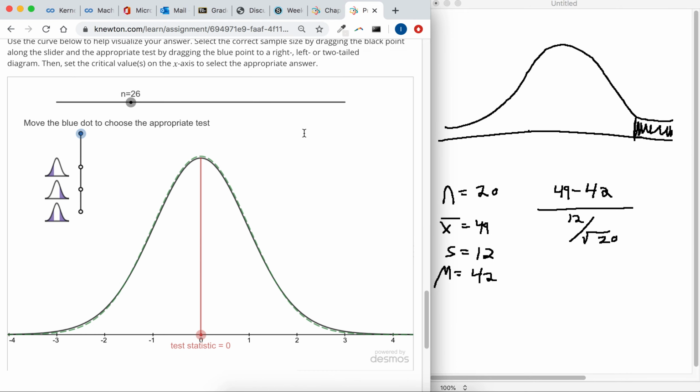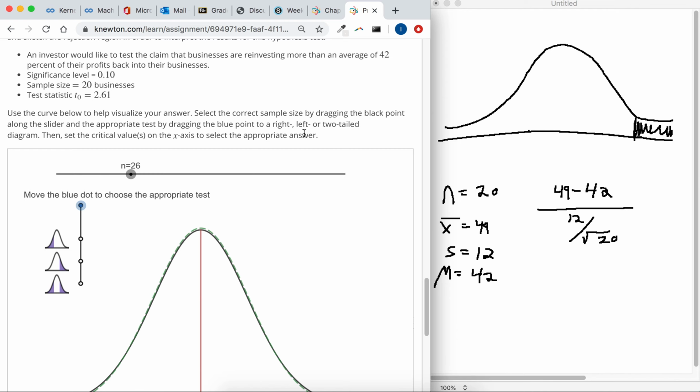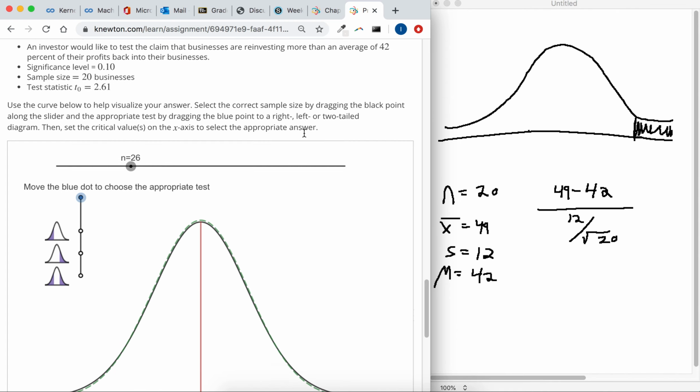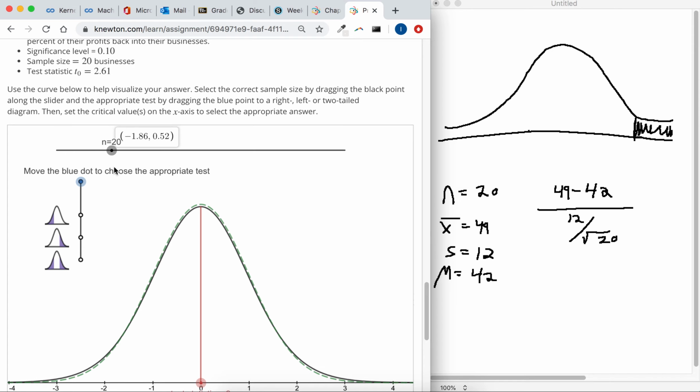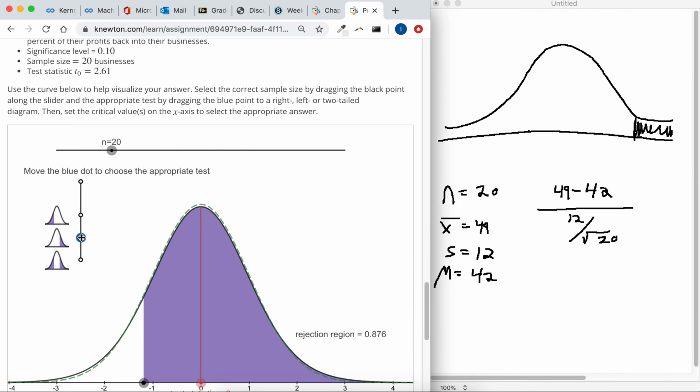Oh, it's one of these dragging ones. Okay. Use the curve below to help visualize your answer. N was 20. I don't know how dragging this thing to 20 is helping us understand math any better. Oh, what is going on here? I don't know what these things are. N is 20. I don't know why this 20 is different than this 20, but let's just leave that for a second. It's a right-tailed test, so let's scroll this down over here.